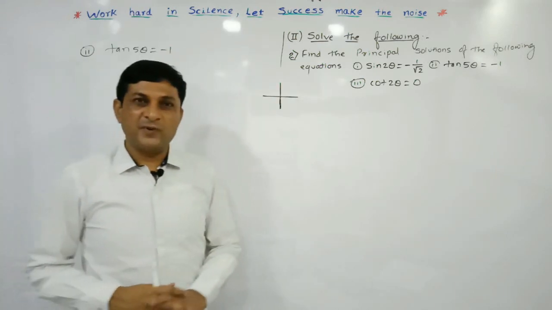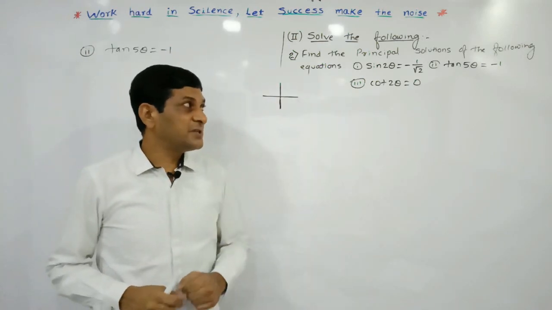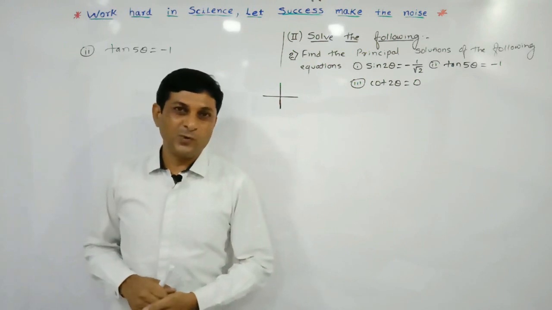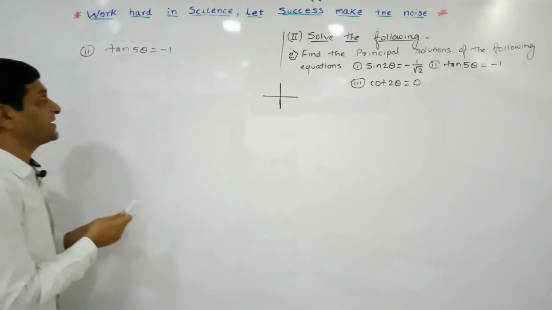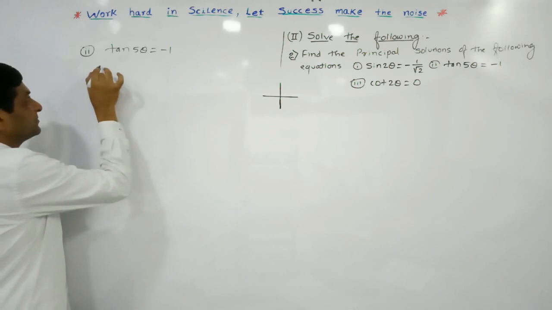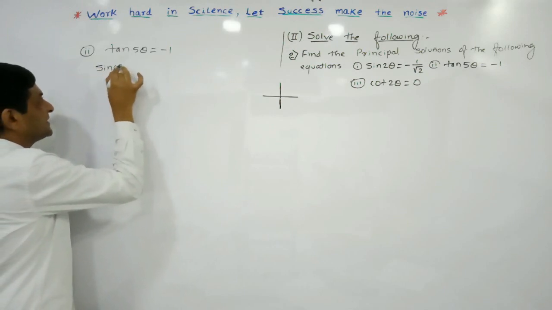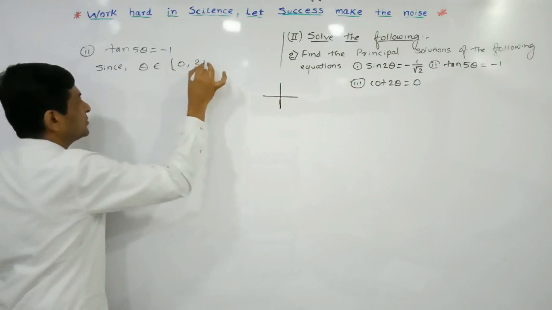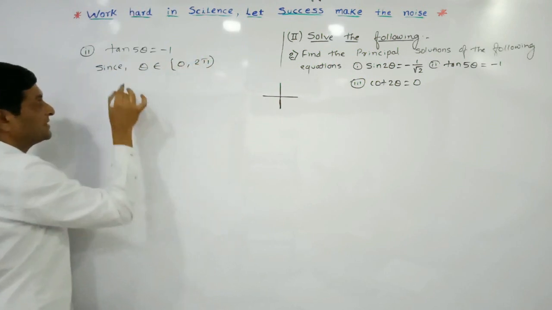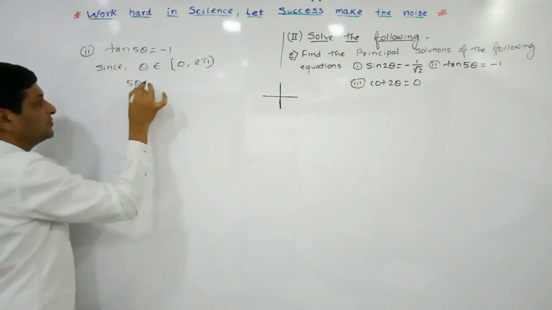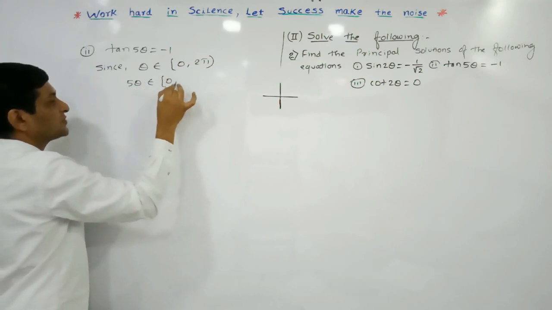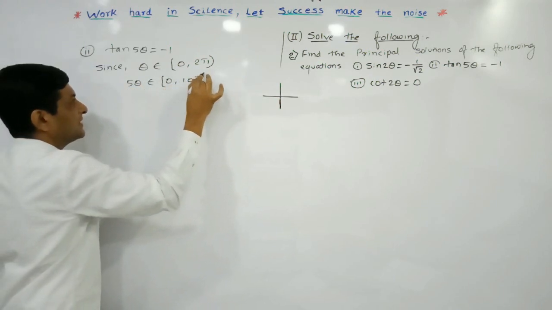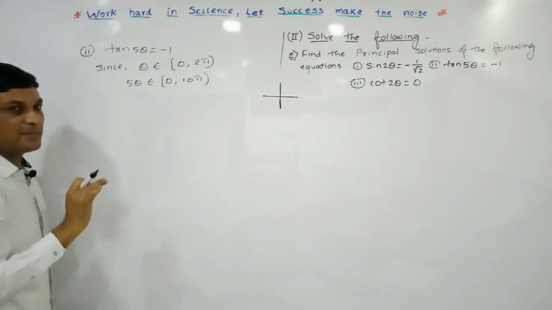Now let us try to find the principal solution of the equation tan 5θ = -1. So consider the given trigonometric equation. Since θ belongs to 0 to 2π, 5θ belongs to 0 to 10π. Just simply, we are multiplying by 5.